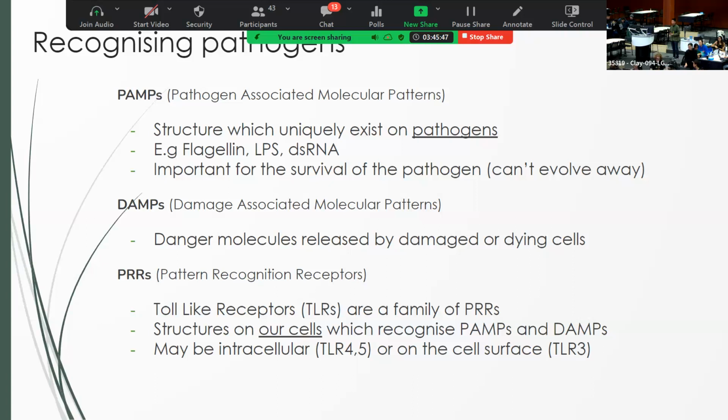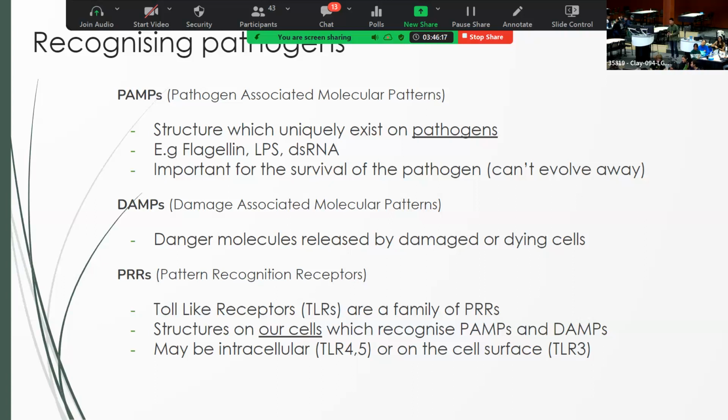And the things that it wants to recognize are the pathogen-associated molecular patterns. These are basically just fragments of pathogens, and they're uniquely on pathogens. For example, the flagellum, the tail, the LPS, the RNA. And you might be wondering why the pathogen can't just evolve that away, but they're actually very necessary for survival. A bacteria can't survive without its lipid membrane. And that's just a fragment that alerts our immune system that something is invading us.